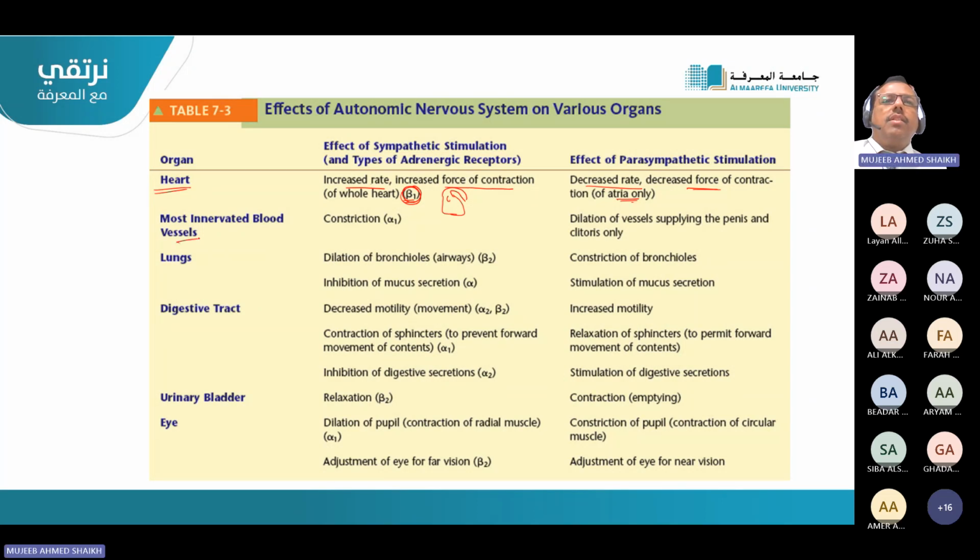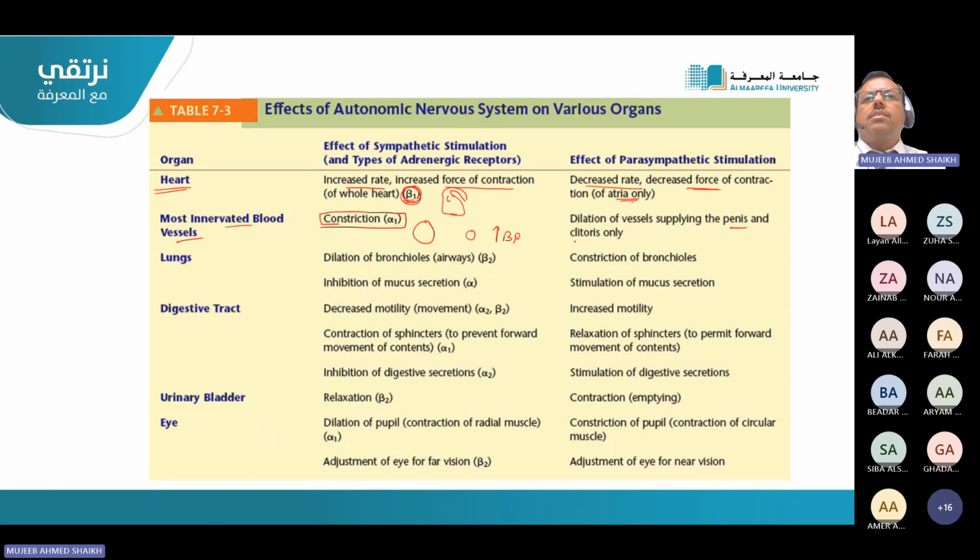Blood vessels: on the blood vessels, sympathetic stimulation will cause vasoconstriction. Initially the size is this. When sympathetic is stimulated, it will cause vasoconstriction. That's why the blood pressure will increase. Whereas parasympathetic will cause dilatation of the vessel only in these organs.